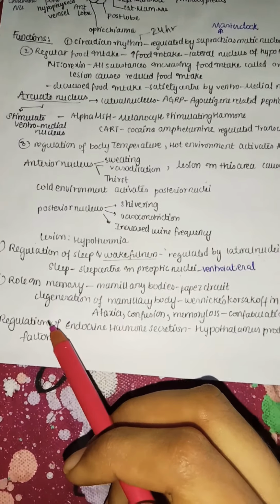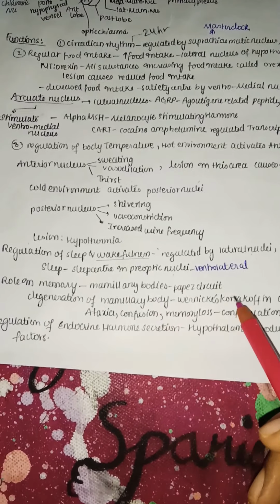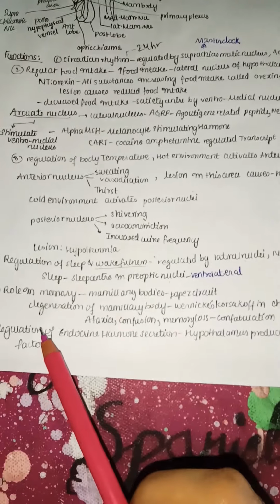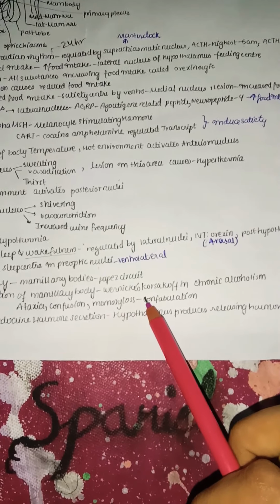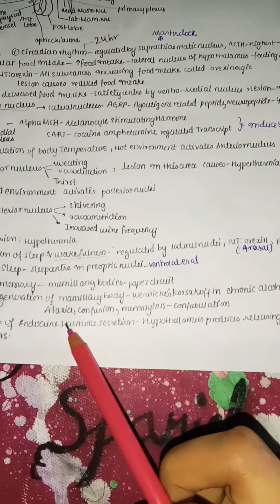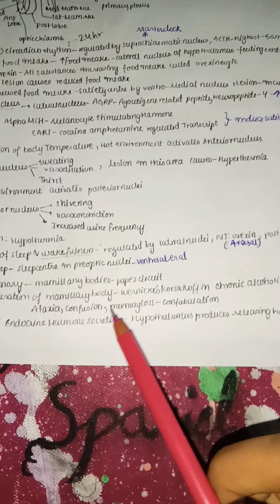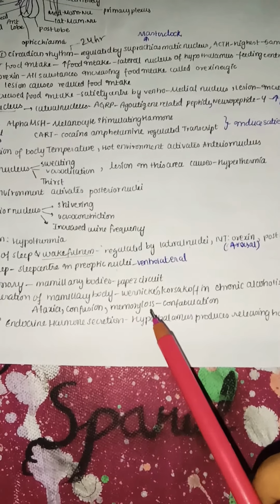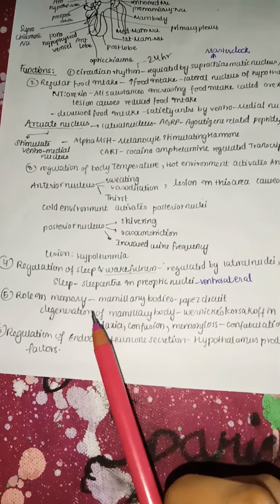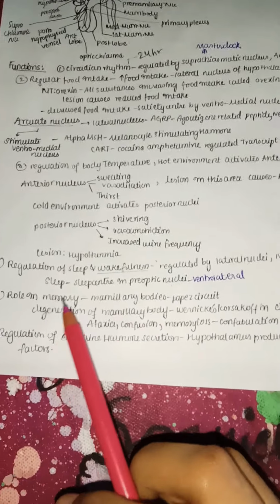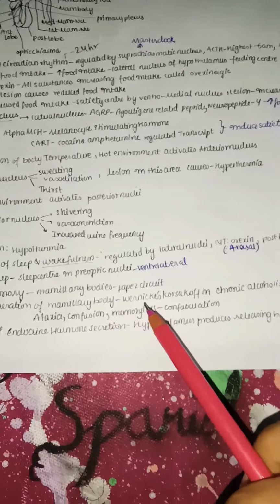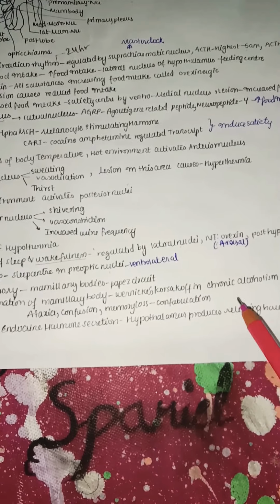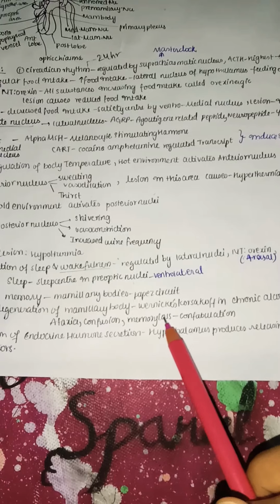Next, let us see the role in memory. Mainly we have the mammillary bodies, which are also present in the Papez circle. The mammillary bodies are a component of the Papez circle. If there is any degeneration of the mammillary body, then Wernicke-Korsakoff syndrome occurs in chronic alcoholism. In that, people will show ataxia, some confusion, and also memory loss, that is confabulation. So the mammillary body is very important for memory. Any loss of memory means degeneration in the mammillary body, which will lead to Wernicke-Korsakoff, especially in chronic alcoholism: ataxia, confusion, memory loss, confabulation.